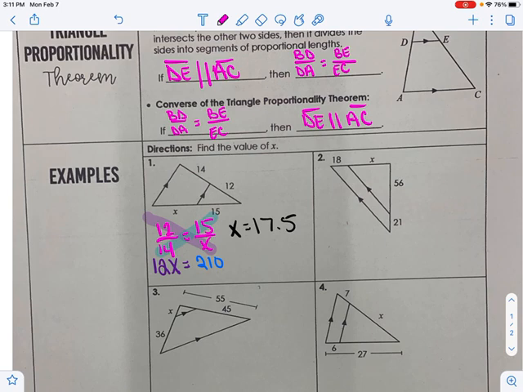Top and bottom of one side, so x over 18 equals the top and bottom of the other side. And again, cross multiply: 21x is equal to 1008. X will then equal 48.